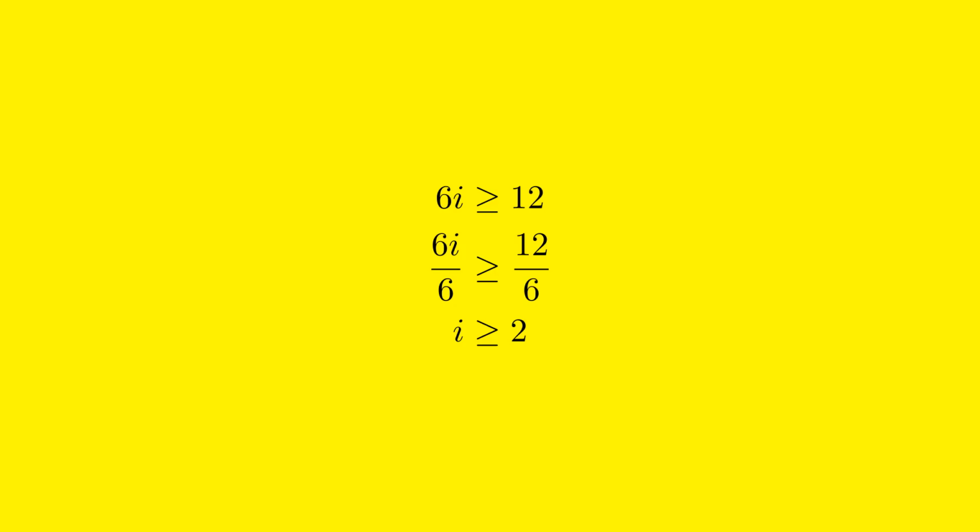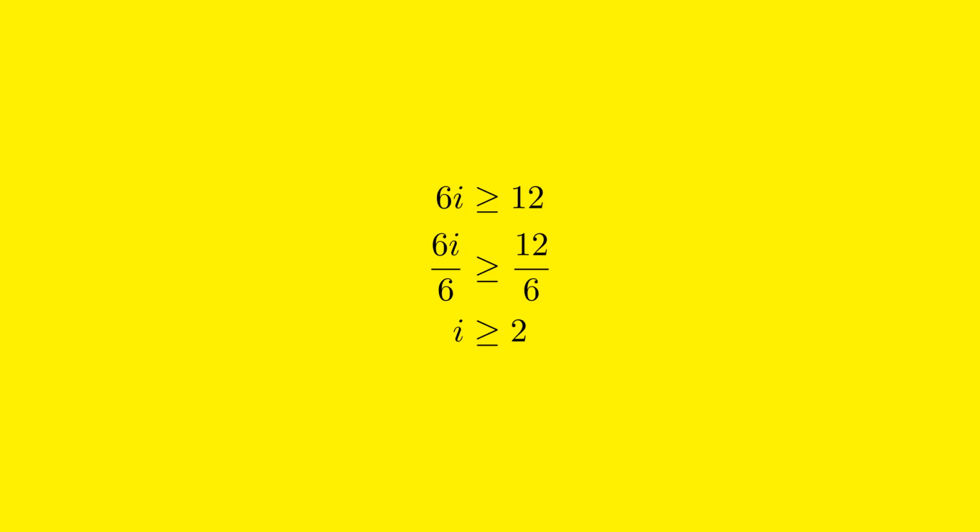Step 2 to solving the inequality 6i greater than or equal to 12 is to isolate the variable i by itself. Currently, the term 6i is still being multiplied by 6. To remove the 6 and solve for i, we need to divide both sides of the inequality by 6. Remember, whatever you do to one side of the inequality, you must do to the other side to keep everything balanced. So we take the inequality 6i greater than or equal to 12 and divide both sides by 6.